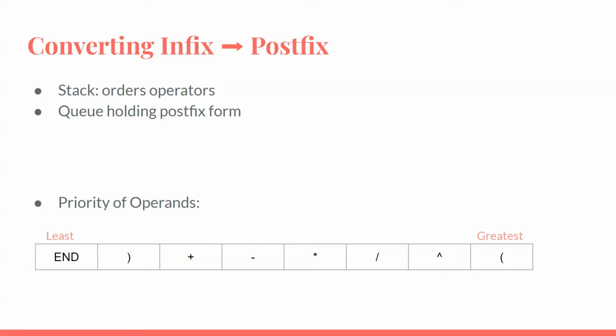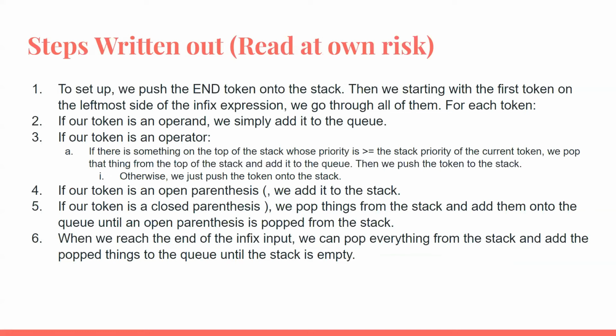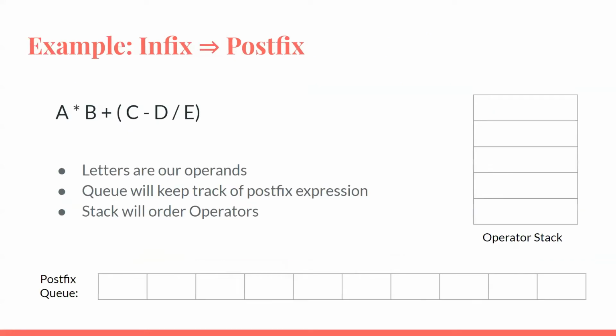So when I say that a multiplication sign has a higher priority, for example, than a minus sign, what I mean is that in a math expression, the multiplication sign is going to go first. It has priority, so it's going to go first instead of the minus sign. Notice how end has least priority and how a closing parentheses also has the least priority. So here are some steps written out. I'm not going to read this, but if you like reading, here they are.